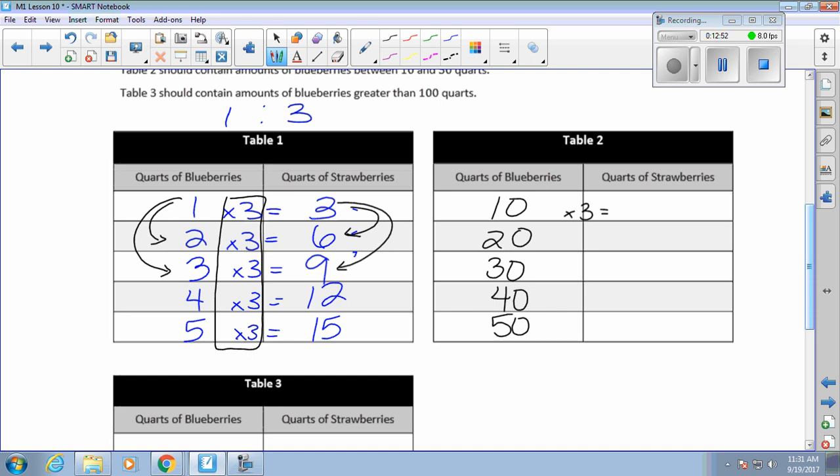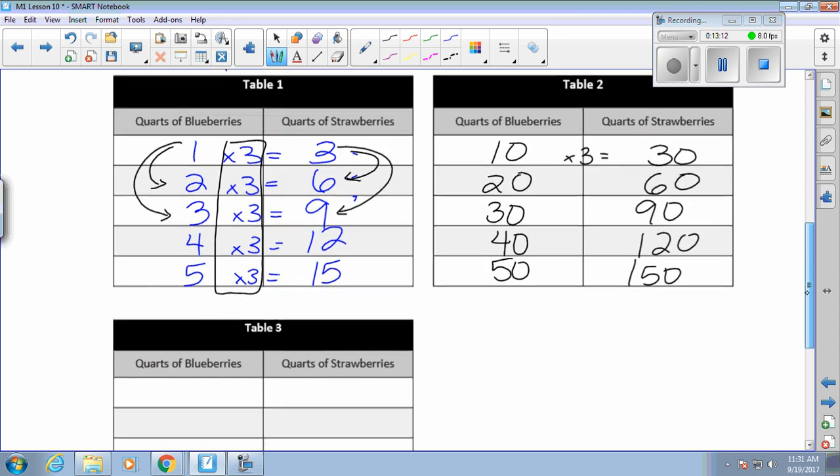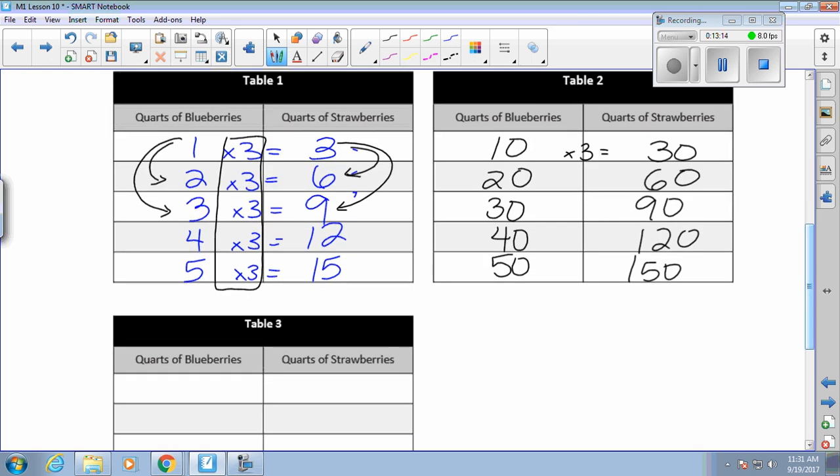So what is 10 times 3? 30. Very good. I'll have you guys just say the next one really loud. What would the next one be, everybody? 60. Good. Very good. 40 times 3. You guys are good. 50. You got it. Okay, nice job. So we could do this for any amount of blueberries since we found that connection.